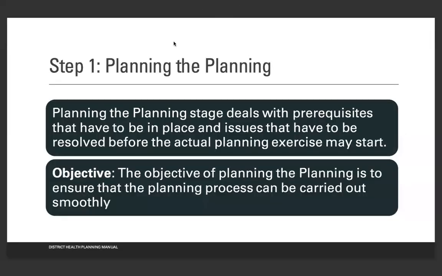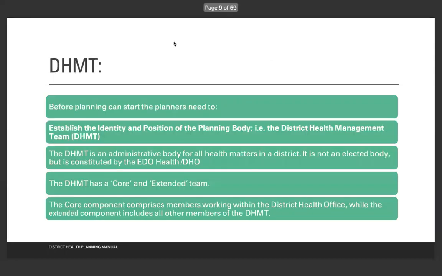Step 1, planning the planning. The planning the planning stage deals with prerequisites that have to be in place and issues that have to be resolved before the actual planning exercise may start. The objective of planning the planning is to ensure that the planning process can be carried out smoothly.